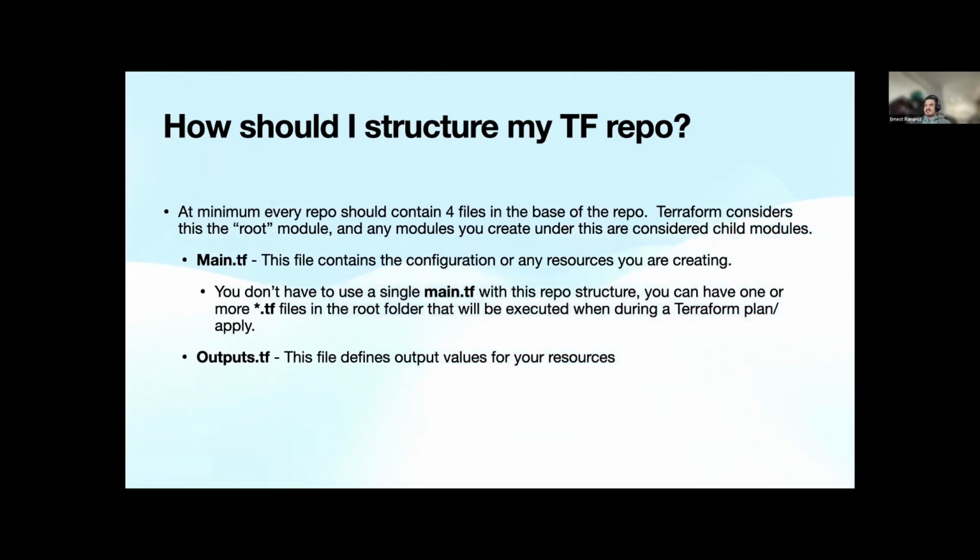Outputs.tf, you always want to have this defining output values. Output values are really good for validating resources. You can have an output for a module or a resource, and it will show you what's being output by that resource or module. So if you need to validate something is being set correctly on a resource or module, you want to put it in outputs.